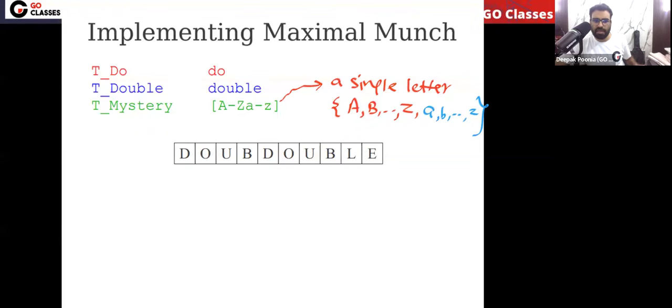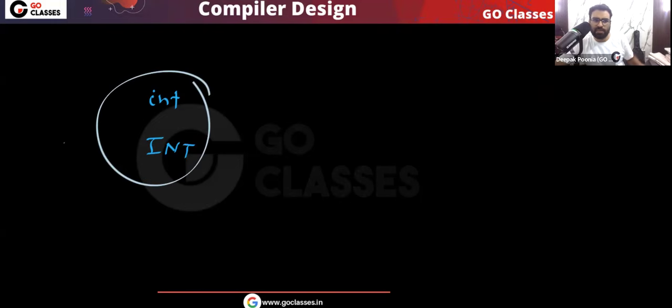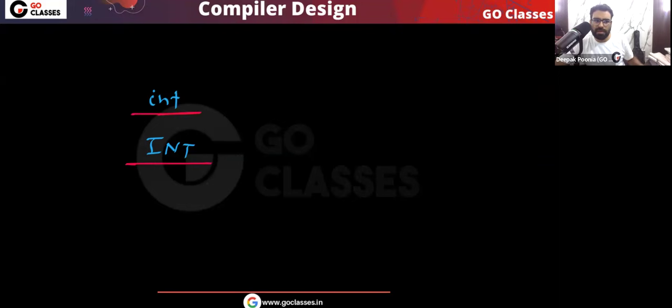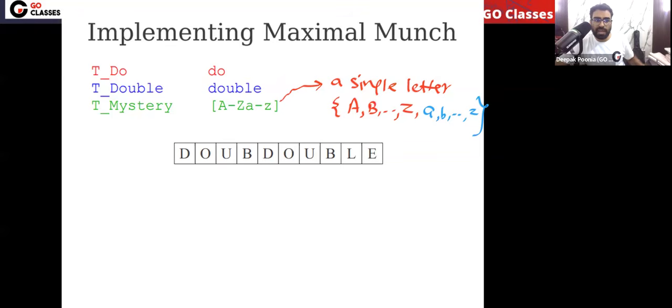In the C language, if I write a keyword, for example int, or if I write INT, these are considered the same, right? Because this is basically a keyword. Yes or no? So from the keyword point of view, uppercase and lowercase don't matter. But from the identifier point of view, the user-defined names point of view, uppercase and lowercase letters are different. Okay, so now let's see.